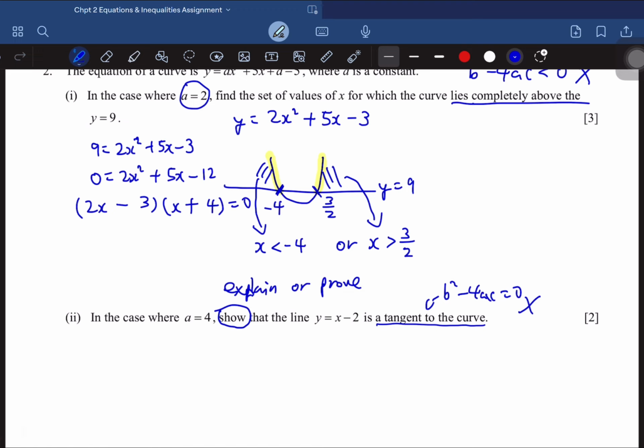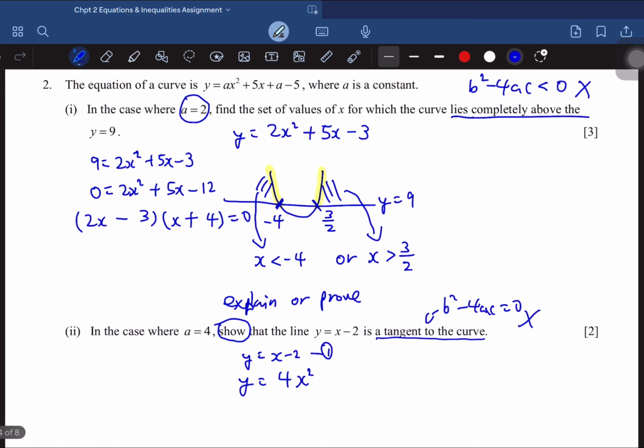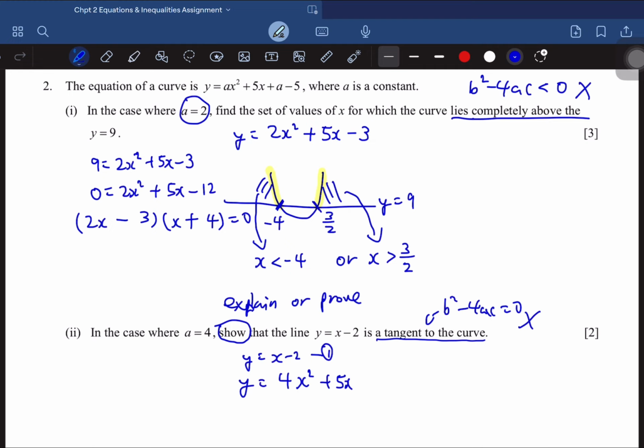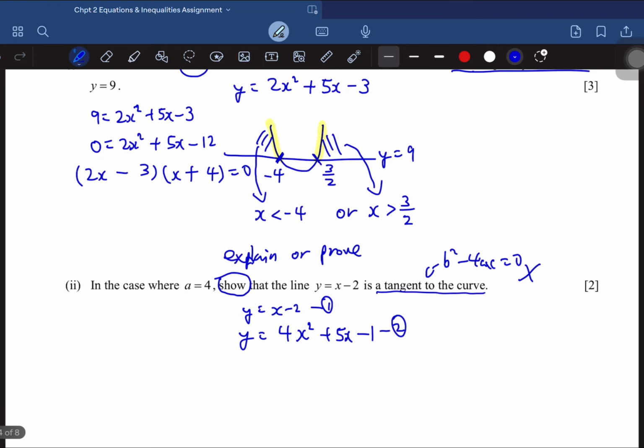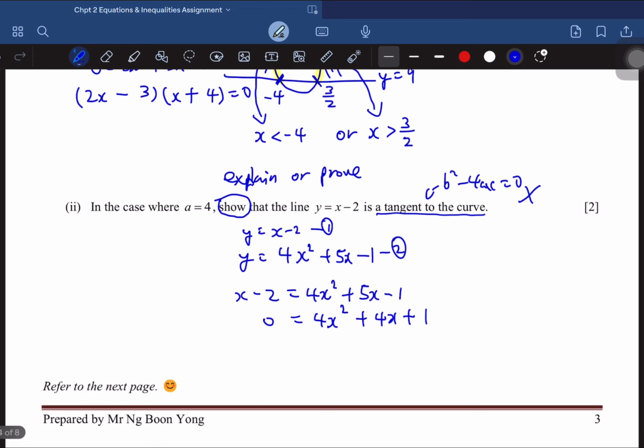So what do we do? We do it like simultaneous equation. So y equals to x minus 2. This is my equation 1. Then I have my y equals to 4x squared plus 5x, 4 minus 5 I have negative 1. So these two equations equals to each other. So x minus 2 equals to 4x squared plus 5x minus 1. 0 equals to 4x squared plus 4x. Okay. So from this, we are supposed to continue.